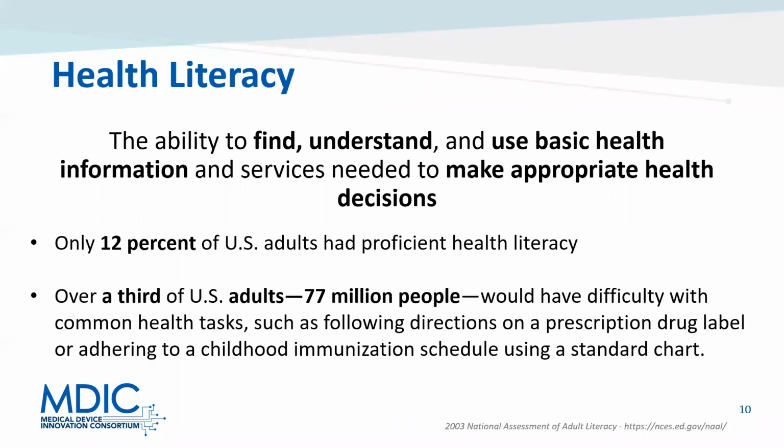And over a third of US adults, that's about 77 million people, would have difficulty with common health tasks, such as following directions on a prescription drug label or adhering to a childhood immunization schedule using a standard chart. So the way we talk about studies, some of the language we use in industry, some of the jargon that goes into protocols and even ICF forms, we need to do some work on.